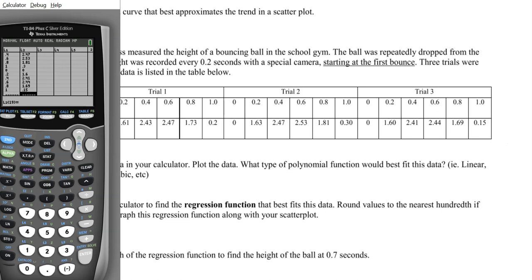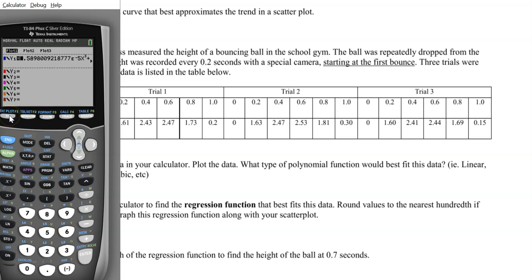Okay, so while you were away, we filled in the X values, the time, in L1, in all 3 charts, so 0, 0.2, 0.4, 0.6, 0.8, 1, 3 times, and then we put the heights into L2. Plot the data. Okay, so we need a window. So this ball is going from 0 to 1 second, so 0 to 1 by 0.2. And the y values, let's go from 0 to 3, we'll do that by 0.5.